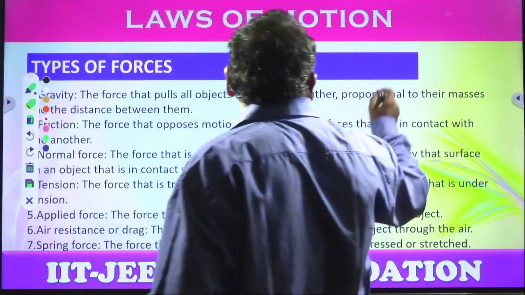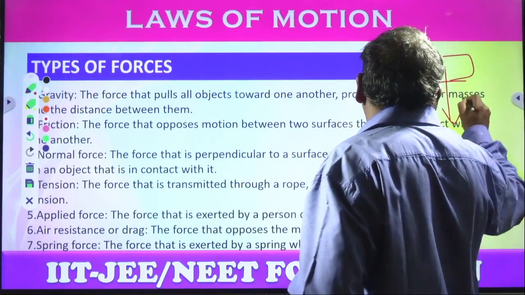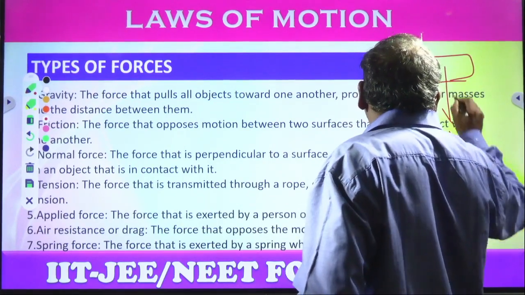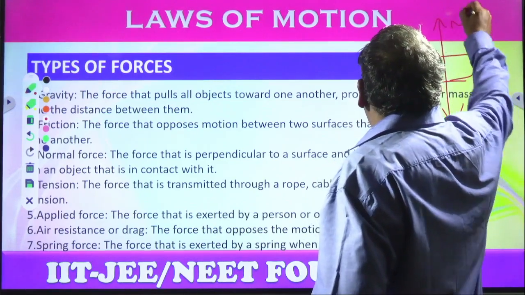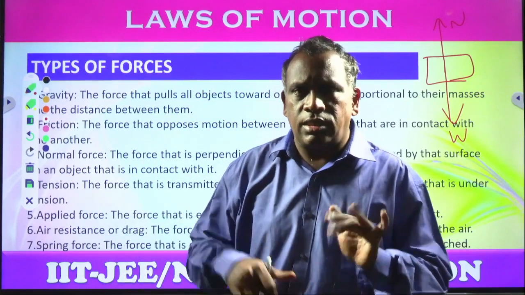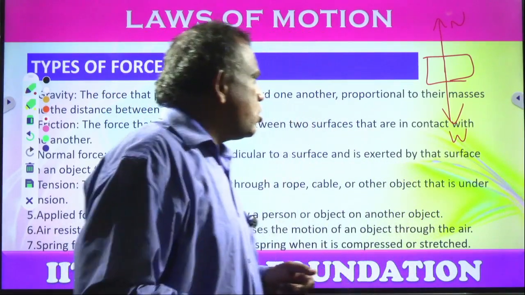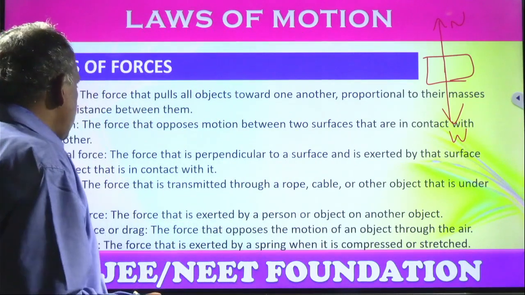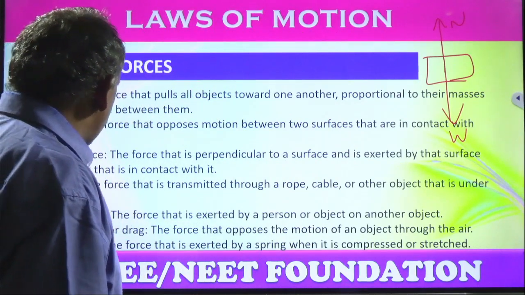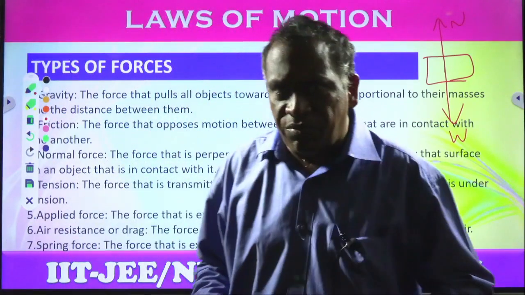Let us take an object. The gravitational force acting on it is W. Opposite to the gravitational force, there is a force which acts, that is the normal force. The normal force is perpendicular to the object, so we call it a normal force. It's a contact force, whenever an object is acted on by some surface.